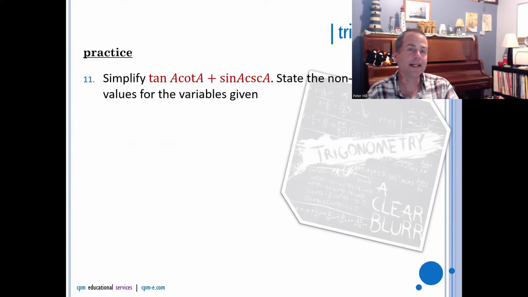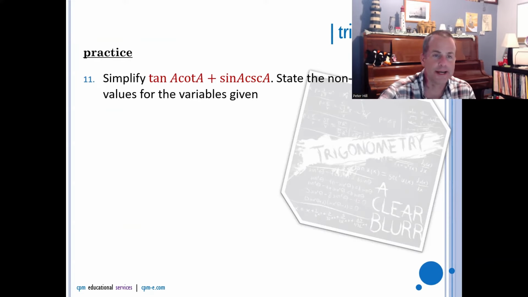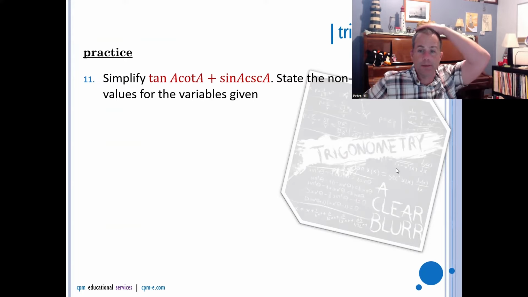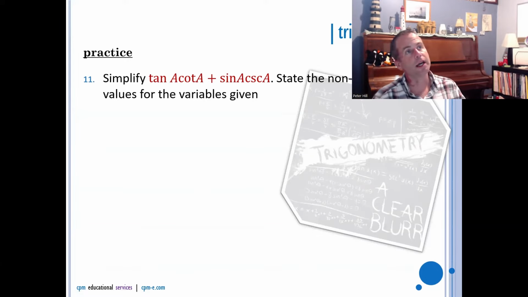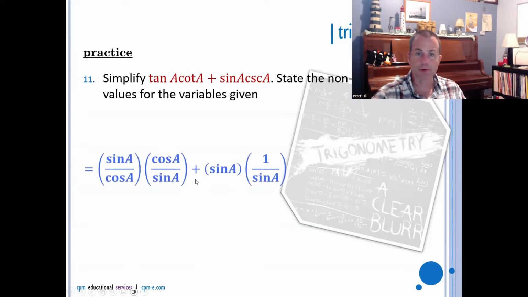Simplify tan A times cotangent A plus sine A times cosecant A. State the non-permissible values for the variables given. So first of all, if I'm just thinking about non-permissible values right now, tan is sine over cos. So if I see tan, I know that cos of A can't be 0. If I see cotangent, I know that sine of A can't be 0. Then over yonder, I've got cosecant of A, but that sine of A can't be 0 again. So cos of A can't be 0 and sine of A can't be 0, which is every quadrantal angle. And so that would be pi over 2n, where n is a member of the integers.